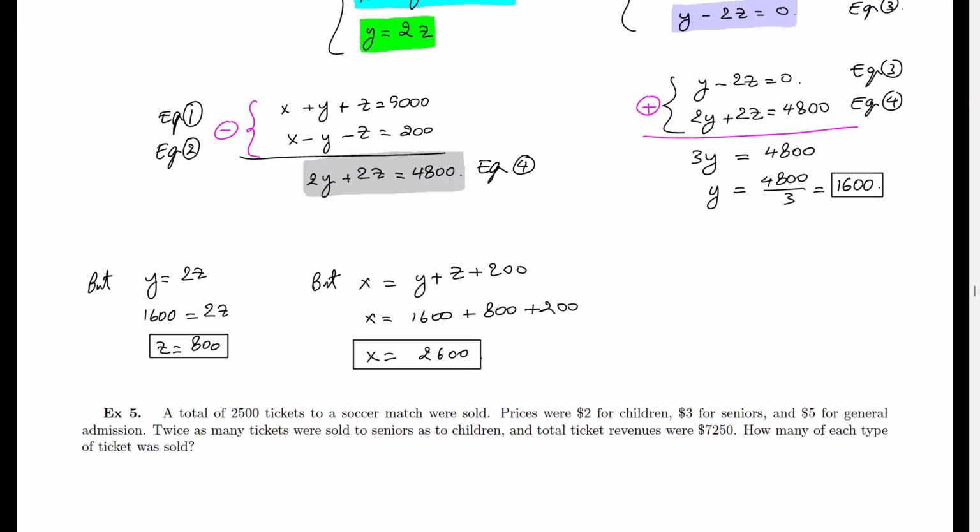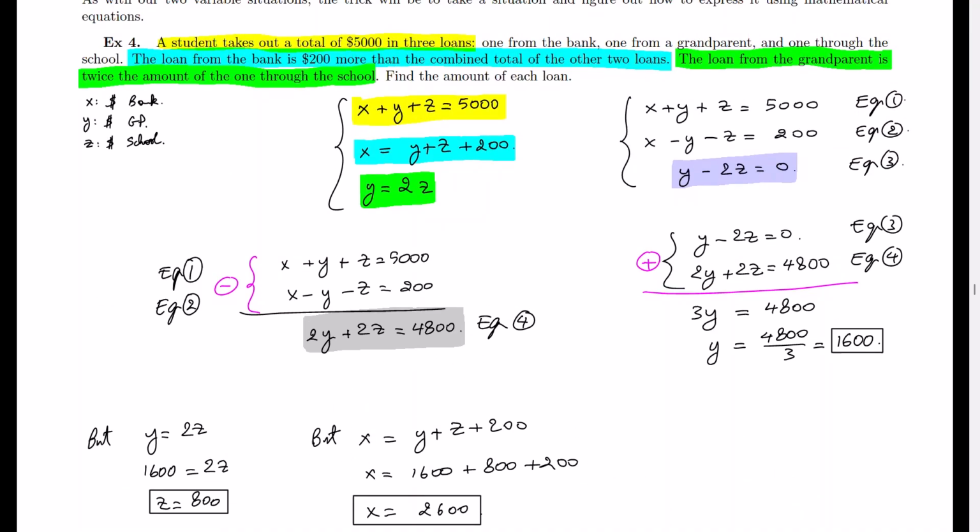And you can confirm that if you added the values x, y, and z with each other, the total will be 5,000, just like we heard the student took out $5,000 in loans.